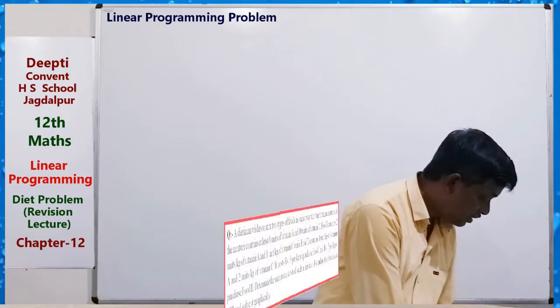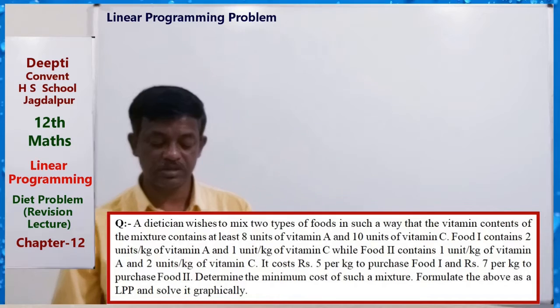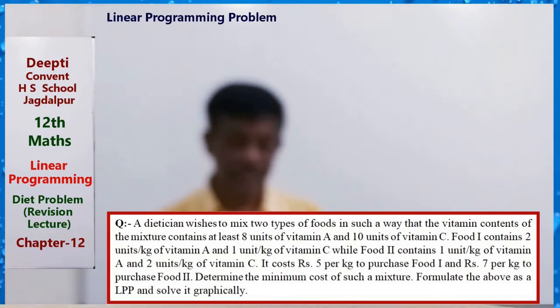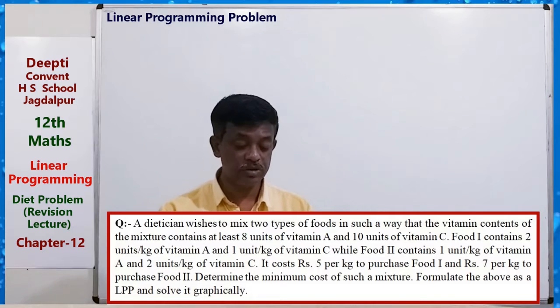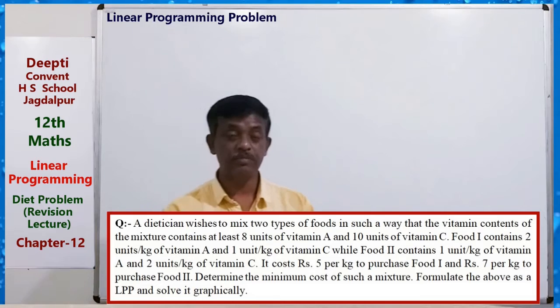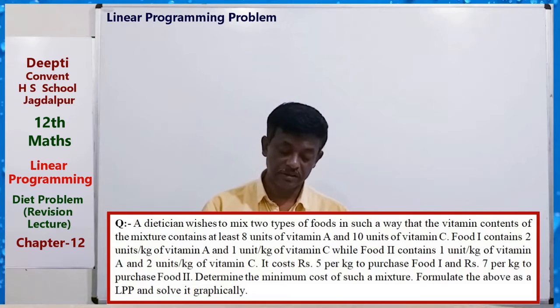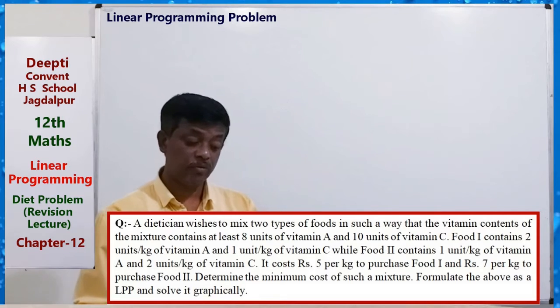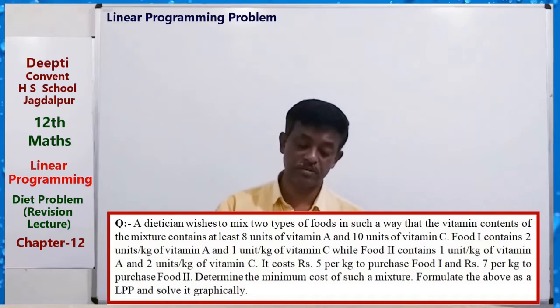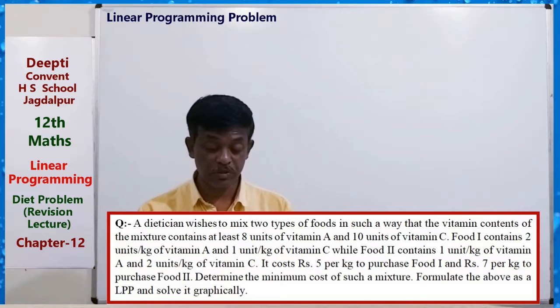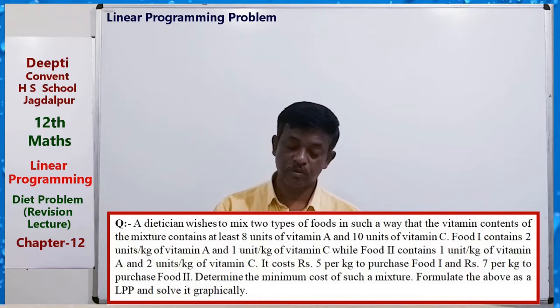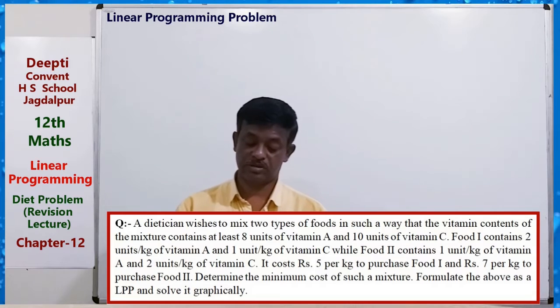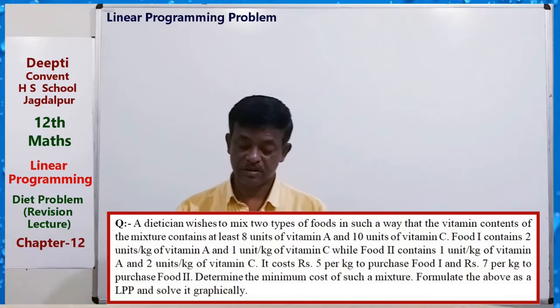The question is: a dietitian wishes to mix two types of foods in such a way that the mixture contains at least 8 units of vitamin A and 10 units of vitamin C. Food 1 contains 2 units per kg of vitamin A and 1 unit per kg of vitamin C. Food 2 contains 1 unit per kg of vitamin A and 2 units per kg of vitamin C. It costs rupees 5 per kg to purchase food 1 and 7 per kg for food 2. Determine the minimum cost of such a mixture by mixing the two types of food.